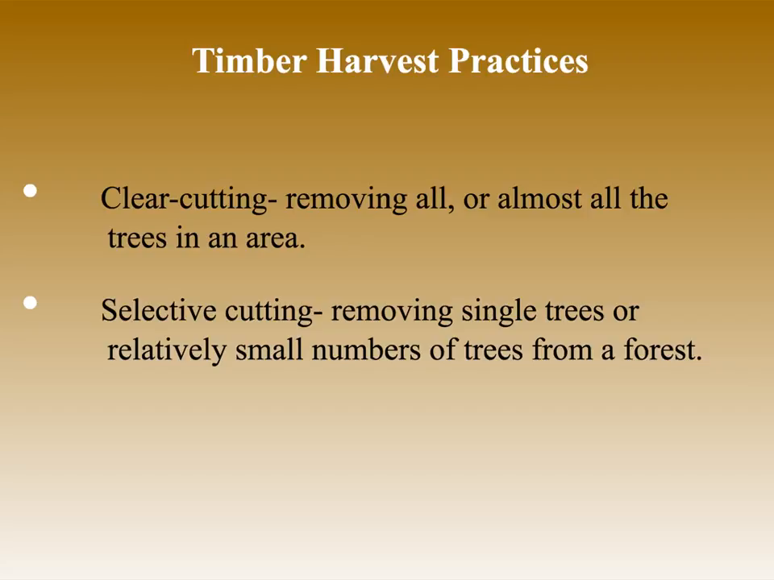The other one is selective cutting. This is removing single trees or relatively small numbers of trees from a forest. If these companies are wanting the long term, they could selectively cut down some of the trees and then plant others after they've cut those down, and let them grow back to where they're not hurting the ecosystem as much, and they're not hurting the biodiversity of the area, and they're not causing as many mudslides. It has less of an impact.